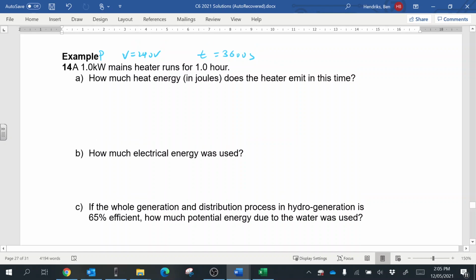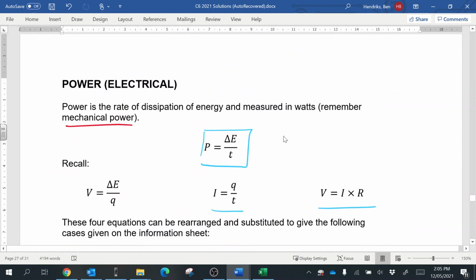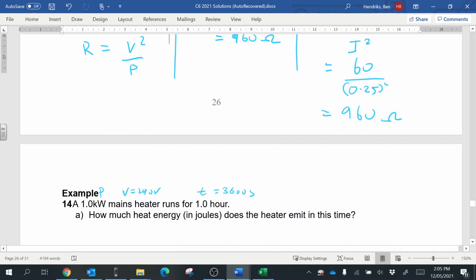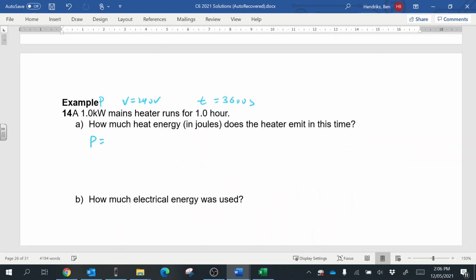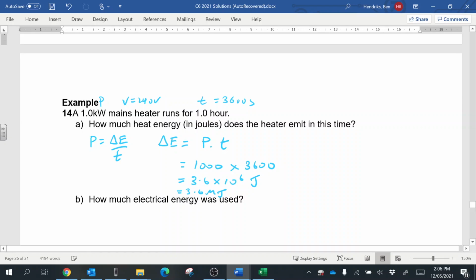So if we look up ahead at the previous page and we look at this equation here, power equals change in energy over time, and that means that the change in energy is equal to power times time. And we have 1 kilowatt, so it's 1,000 times 3,600 seconds, and so that's equal to 3.6 times 10 to the 6 joules. And just remember you can write that as 3.6 megajoules as well. Okay, so that 10 to the 6 is a mega.